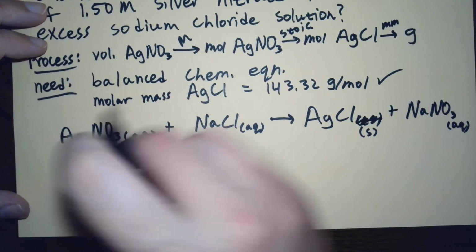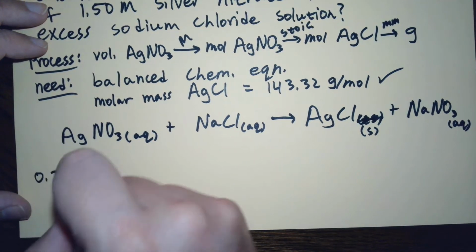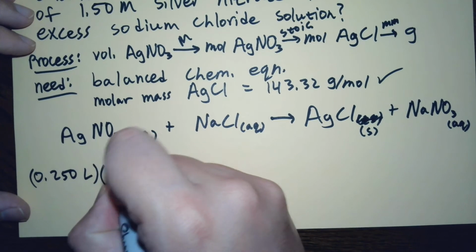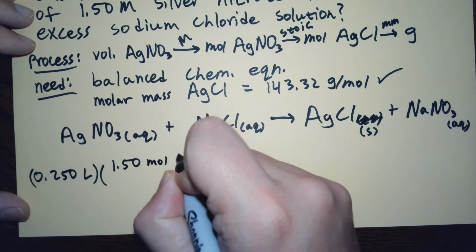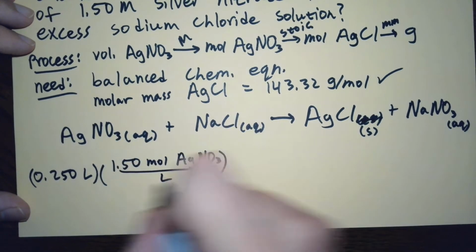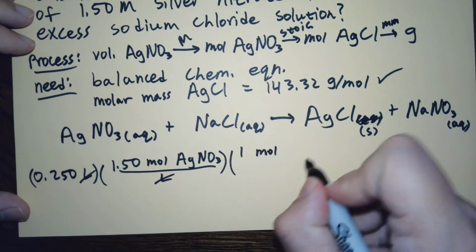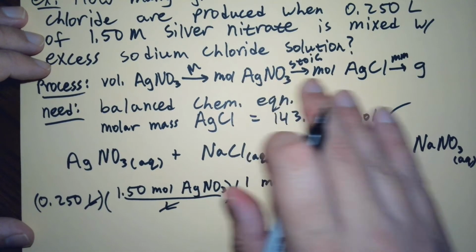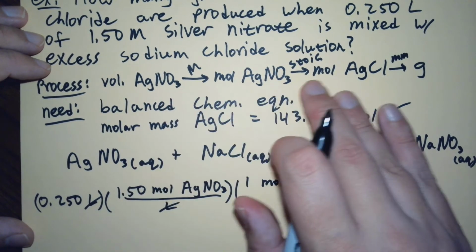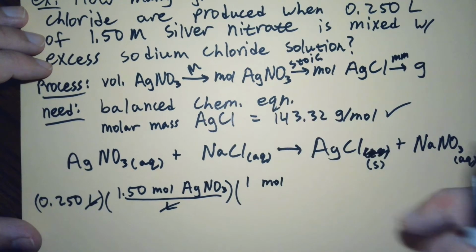And so I just start out, well, what do I have? I got 0.0250 liters of solution. It is 1.50 moles of AgNO3 per liter. Liters cancel, all right. I'm going to get 1 mole. So now I'm on to the stoichiometry step here. So look at that, I just boom right through there. So we're on our second conversion of 3. 1, 2, 3, right in the middle here.